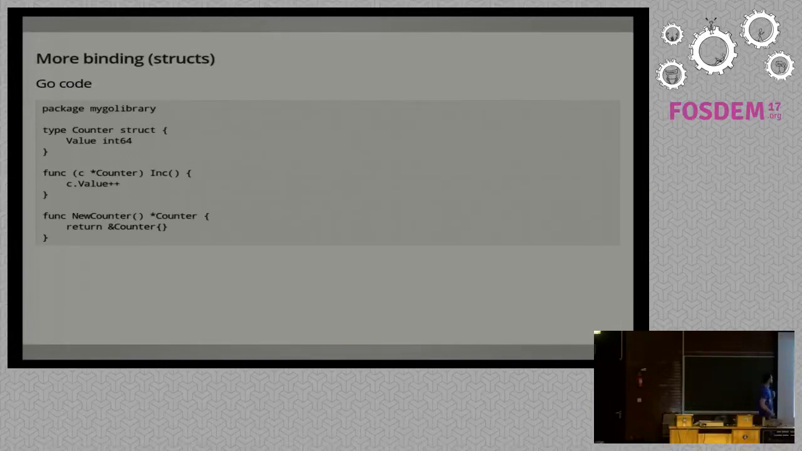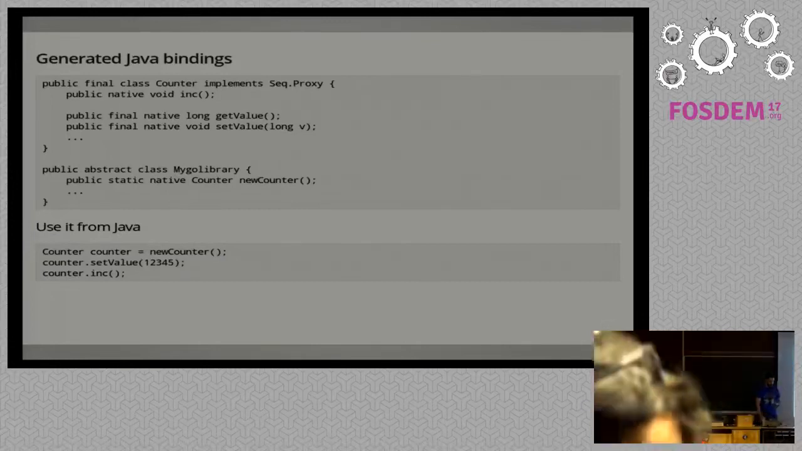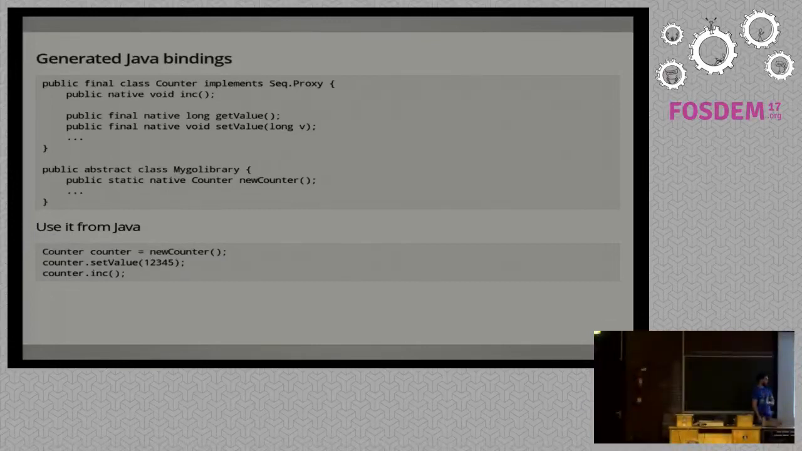More examples. Here you have a struct with a few functions, and this is what it will be generated in the binding. One thing to point out is Gomobile is not transpiling your Go code. It's making a shared object library, generating some bindings, and packaging everything in an AAR file.